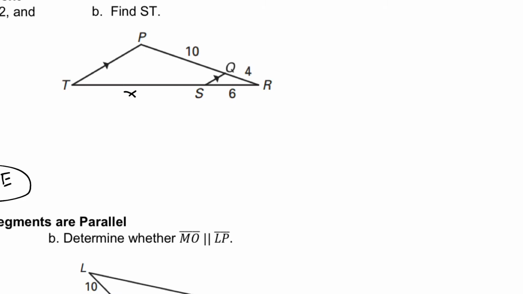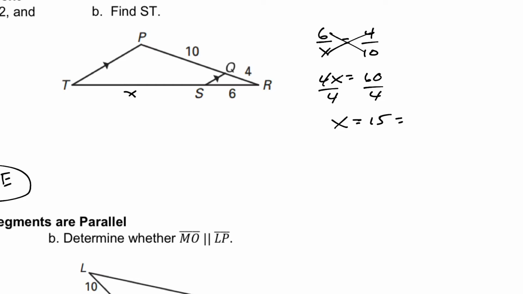Let's go ahead and set this one up. We're going to have 6 over X is equal to 4 over 10. Let's do our cross product. Our first cross product gives us 4 times X is 4X, and our other cross product is 6 times 10, which is 60. Then we just divide both sides by 4, and we get X equals 15. And again, X is the same thing as the distance from S to T, which is what we were trying to find. And there we go.